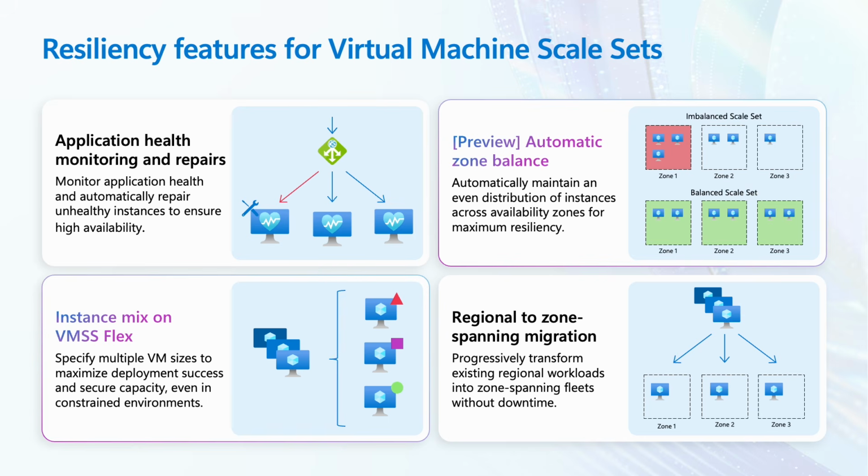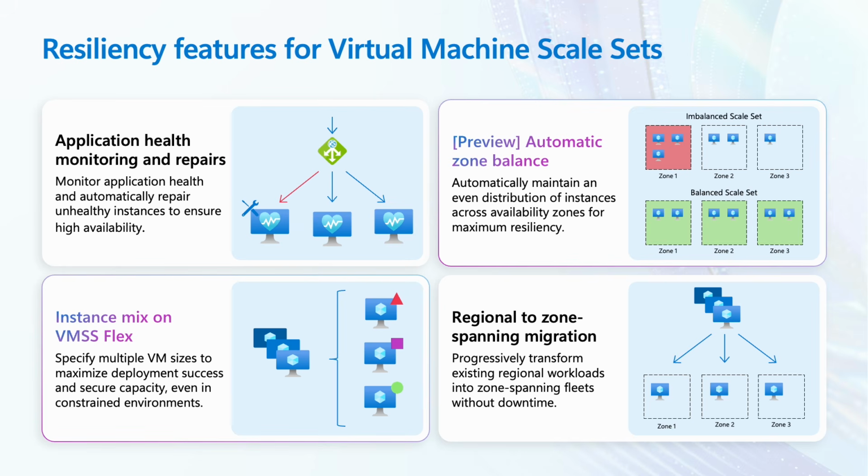Finally, what if you already have a regional scale set today and would like to become zone spanning? You can simply update the zones property on your existing scale set to include a list of availability zones. From that point on, all new instances created during a scale-out will be zonal. This creates a natural migration path.